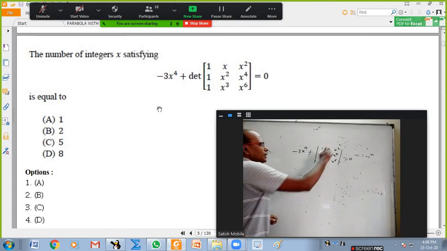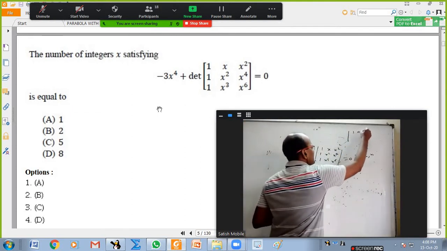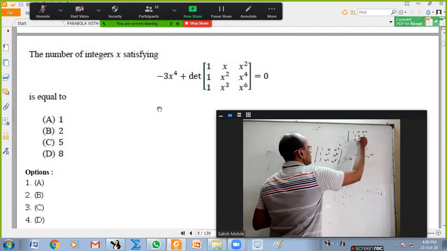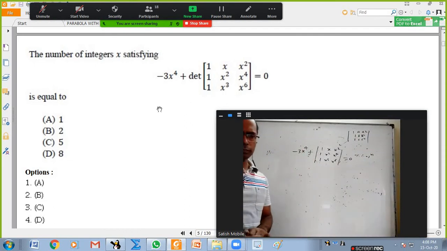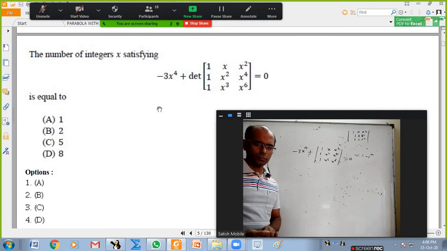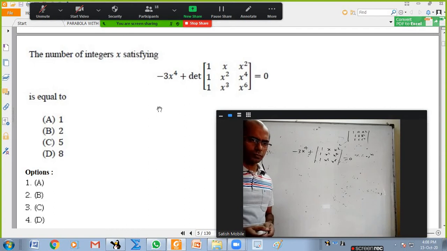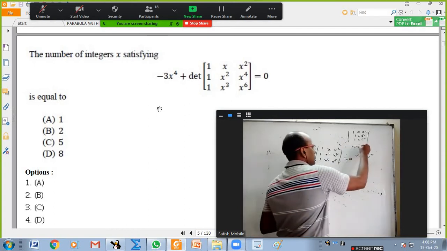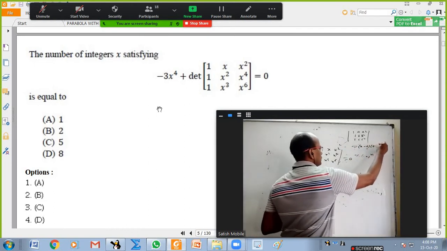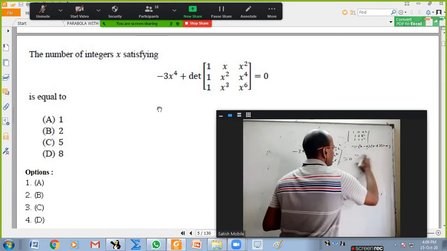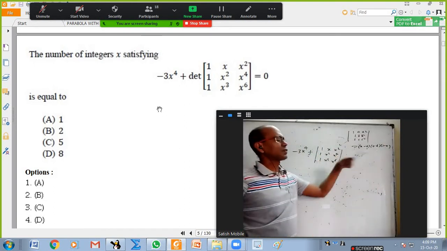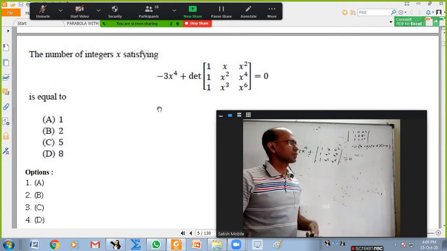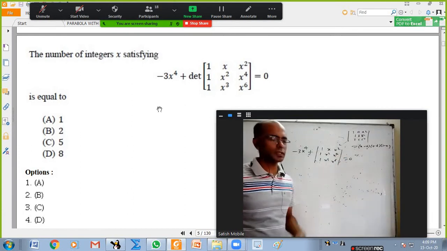But apart from that, 1 a a square, 1 b b square, 1 c c square. What is the determinant of that? Anybody? A minus b into b minus c into c minus a. Right? Okay. Because when you put a equal to b, two rows are equal, so that is 0. So a minus b is a factor. When you put b equal to c, that is 0, so b minus c is a factor.